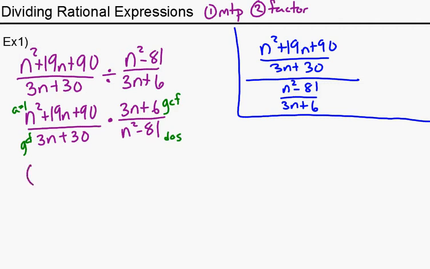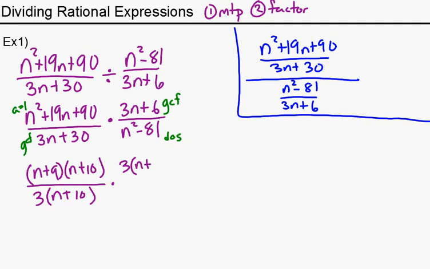If I look at my factored form, I'm just going to give these to you. You can figure them out. I have n plus 9, n plus 10. I got those using a equals 1. I have GCF of 3 and n plus 10, and then multiplied by GCF of 3, n plus 2. And difference of squares becomes conjugates, n minus 9, n plus 9. So I have changed it to multiplication, I have factored, and the next step, before we reduce, is to find the domain restrictions.